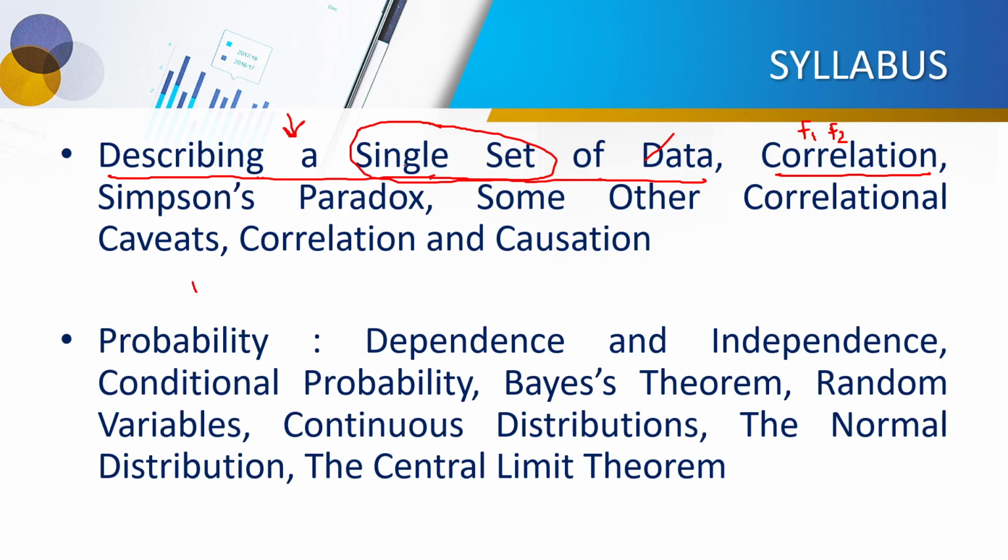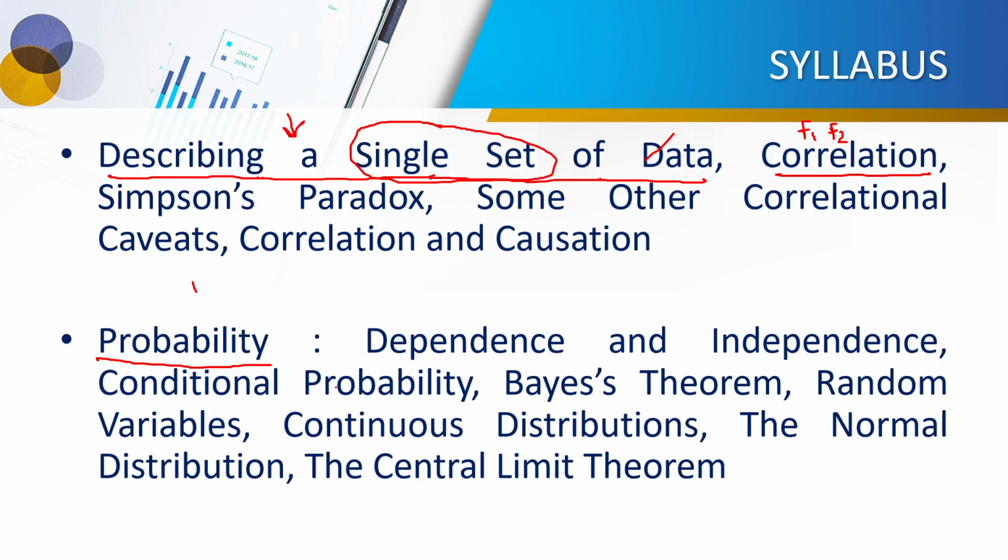So today we'll deal with a single set of data, and the rest of the topics we'll see tomorrow. Then after completion of descriptive statistics, we are moving toward the probability part. Somewhere in your mathematics you might have dealt with probability, but now we have to see the same probability with respect to our data science part.